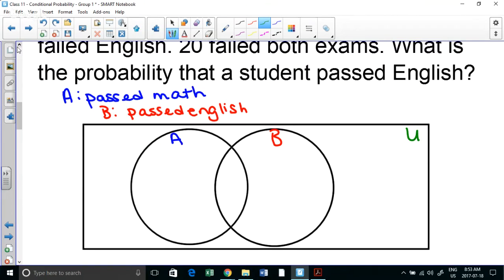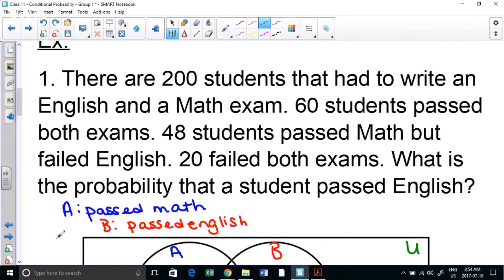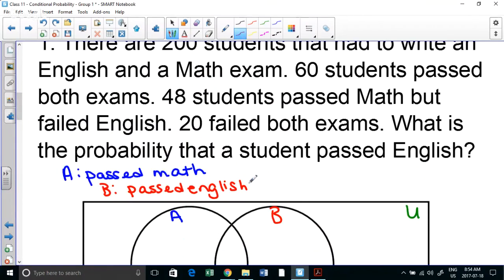So it says that there are 200 students total. I can't use that yet. 60 students passed both exams, so 60 goes in the intersection. 48 passed math but failed English, so 48 would go in here. And 20 failed both exams.